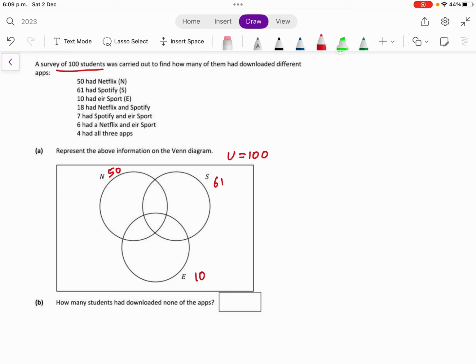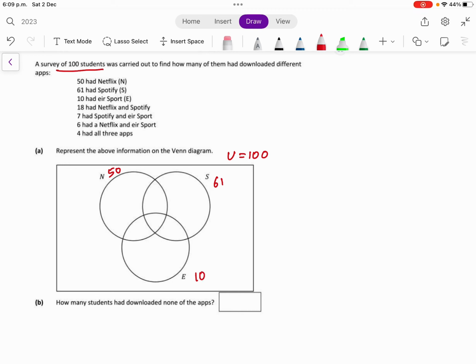So as soon as you see a set word problem like this, always remember you need to fill the innermost one first. And then you need to fill this one, and this one. And then you go for this one, and this one. Okay. So you have to start from the innermost one to the outer circle. So taking that into consideration, the first one what I will do is 4 had all the three apps. So 4 is what I will put here. And then I will go with the other 3.